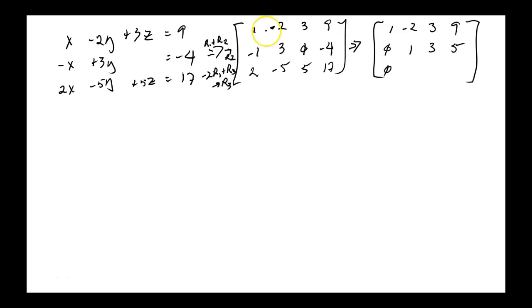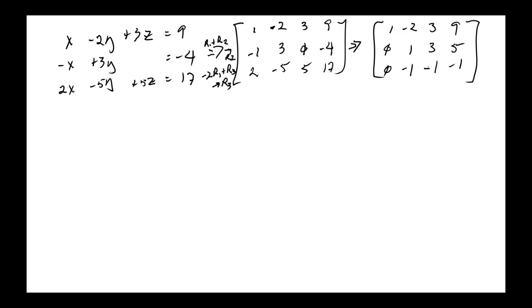Okay, the next one. Negative 2 times negative 2 is? Positive 4 minus 5 is minus 1. Okay? Negative 2 times 3 is? Negative 6 plus 5 is? Negative 1. And negative 2 times 9 is? Negative 18 plus 17 is? Negative 1. Hey, there weren't those big numbers. They disappeared on us, didn't they? Pretty much.